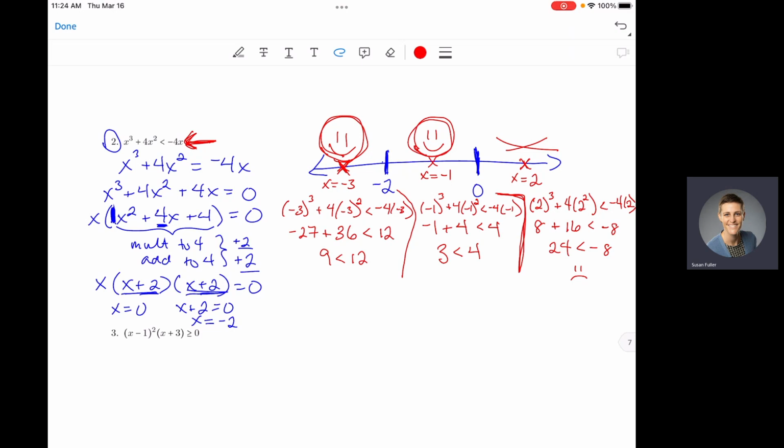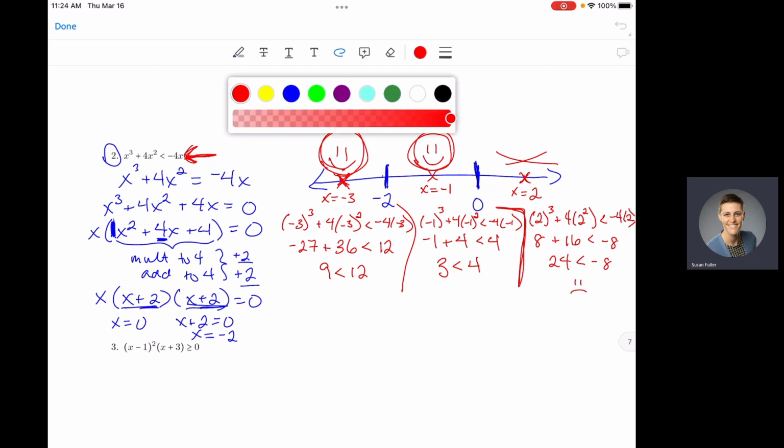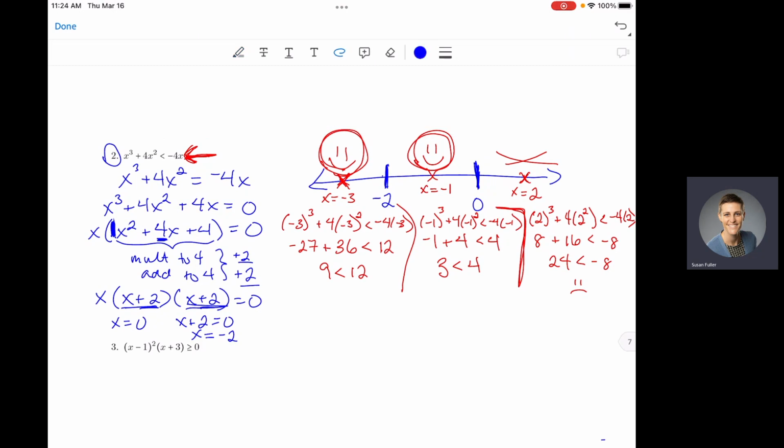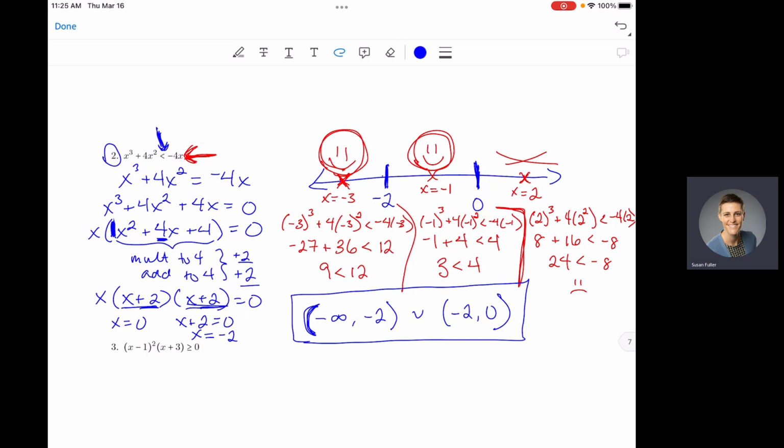So my solution here, let me switch back to blue. My solution here is going to be anything from -infinity to -2, and anything from -2 to 0. Now, infinity always has an open parenthesis here. And then how about at -2 and 0? To figure out whether those are parentheses or brackets, I'm going to come back here and look at my inequality. Since I don't have the little equal to sign, it's strictly less than, these are going to be parentheses. I do not want to include those endpoints. So this is my solution.